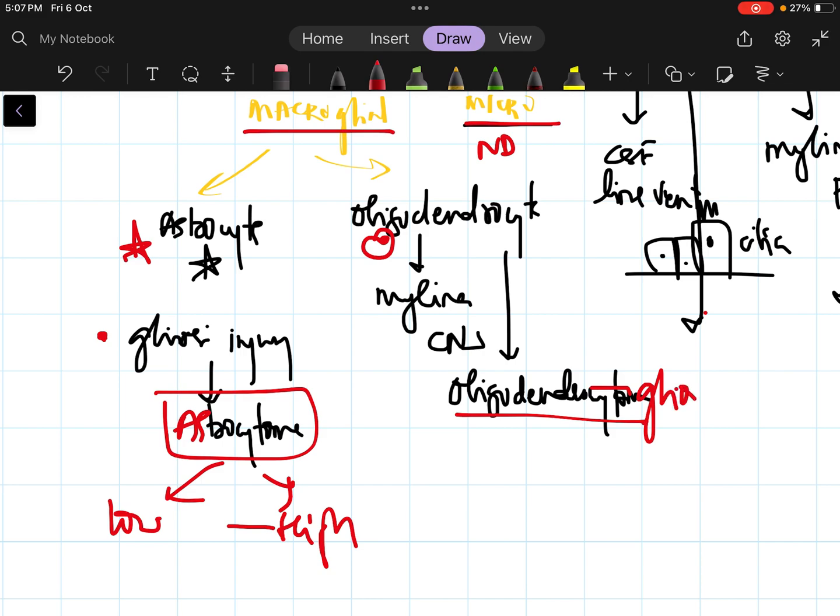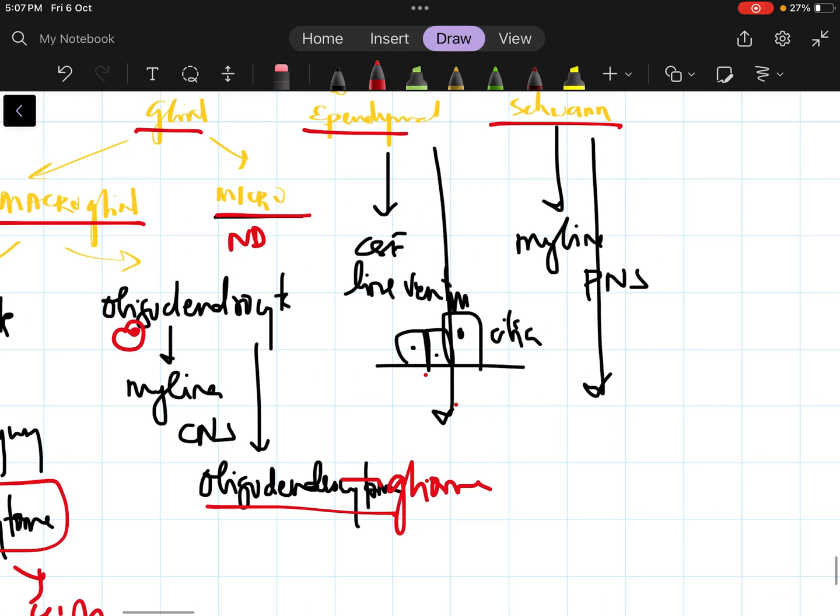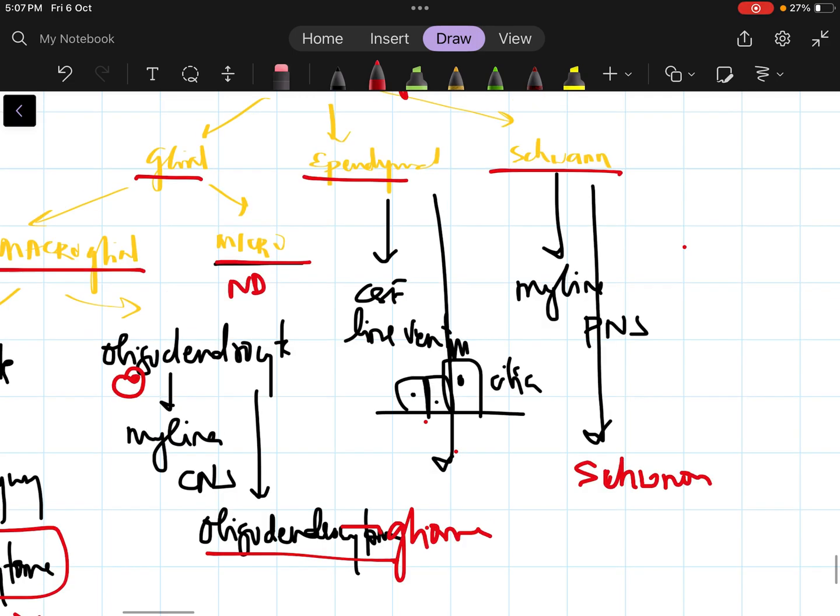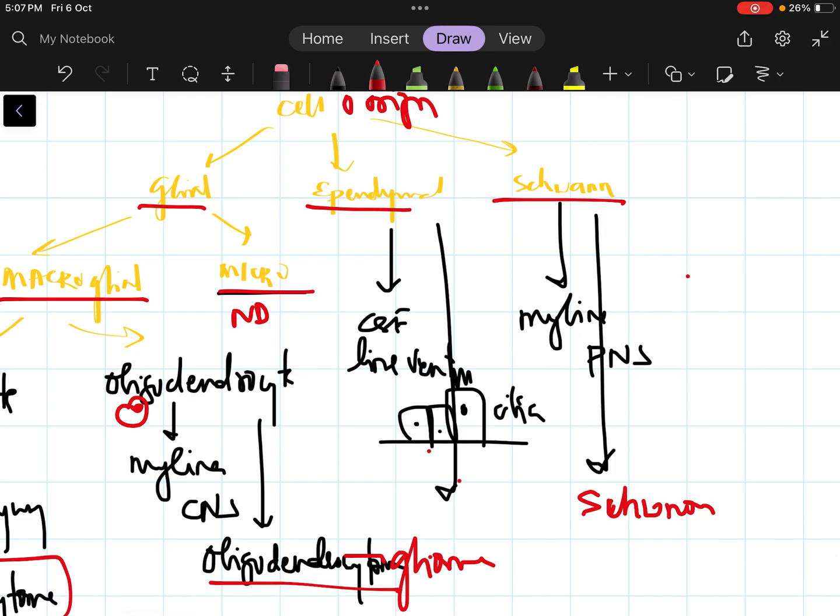are oligodendroglioma, whereas peripheral nervous system myelination is due to Schwann cells, giving schwannoma. Ependymal cells line the ventricles, cuboidal to columnar, and are involved in secretion of CSF. A tumor originating from them will be ependymoma.